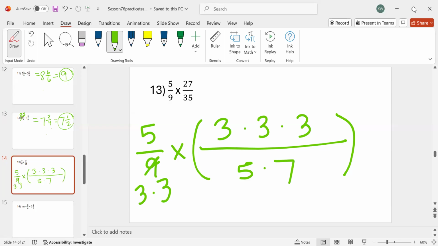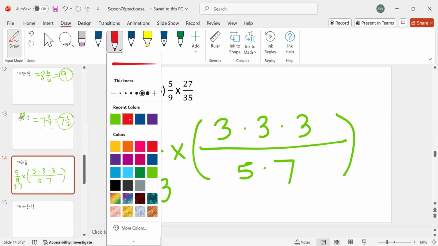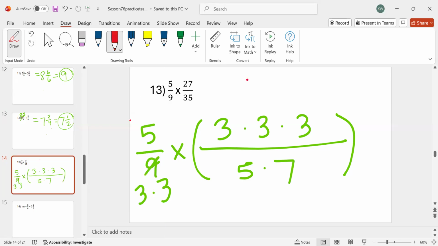Now we can try and simplify this a little bit. Let me get a different color. And we are going to cancel some things out. All right. So this 3 can cancel out this 3. And this 5 can cancel out this 5. And you know what? This 3 can cancel out this 3. So what are we left with? In the numerator, we are left with just a 3. And in the denominator, we are left with just a 7.